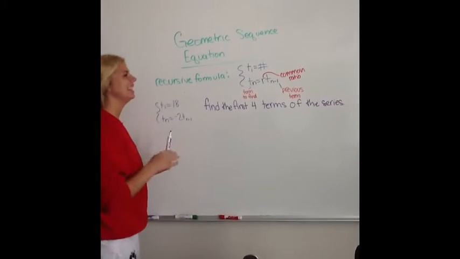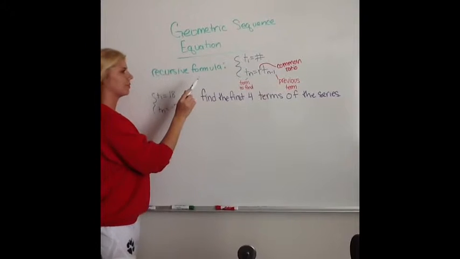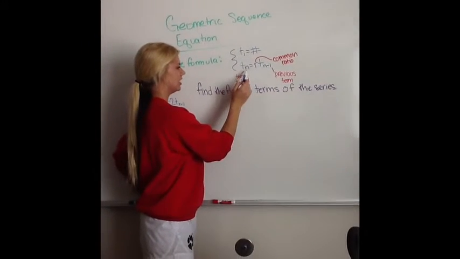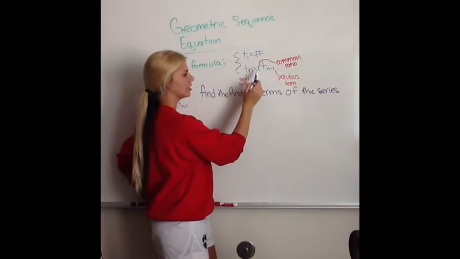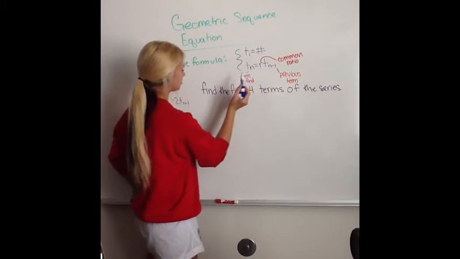Okay, go. This is the geometric sequence equation. This is the recursive formula. It is the first term, and then t sub n equals the common ratio times the previous term.